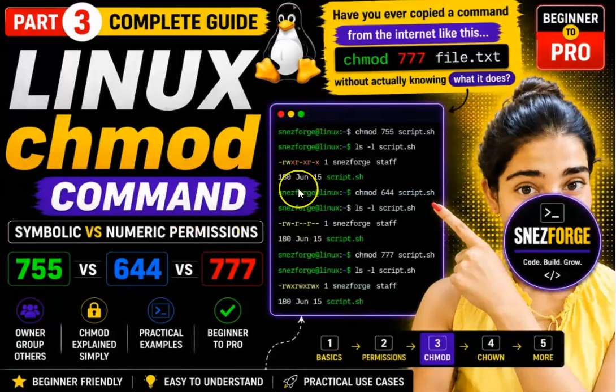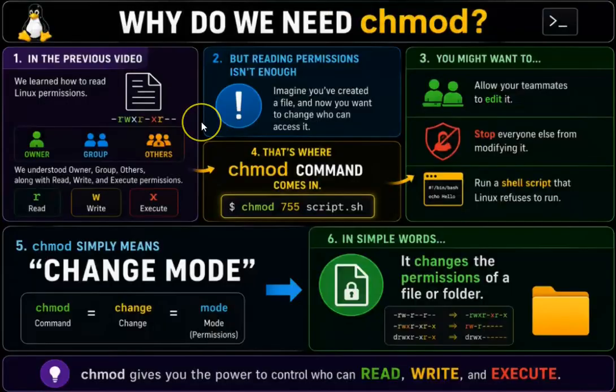But before we start changing permissions, let's quickly remember what we learned in the previous video. We learned that every file in Linux has permissions. Linux divides those permissions into owner, group, and others, and each of them can have read, write, and execute permissions. Now, here's the important question: why do we need chmod?